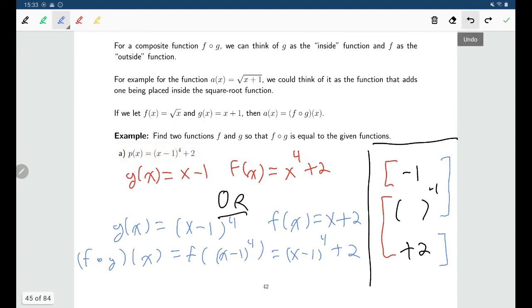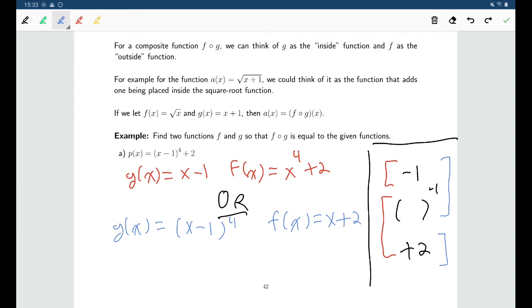So once again, we have multiple ways that we could do the same problem. Here you have two choices for what you could write as your inside function and your outside function if you were trying to express p of x as an inside function that's been put into an outside function.